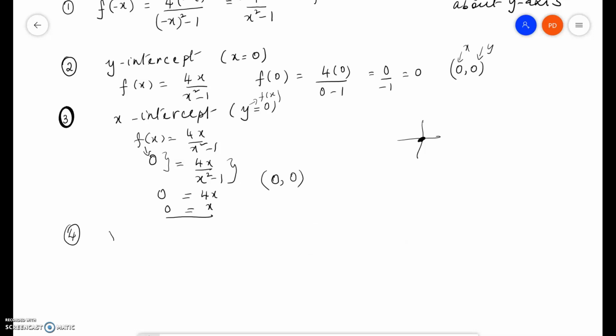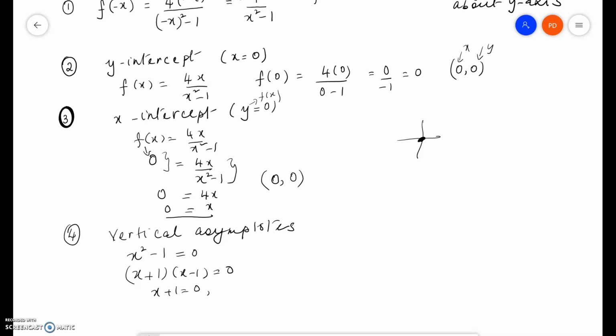Next, we figure out if the graph has any vertical asymptotes. To find the vertical asymptotes, we take the denominator, which is x squared minus 1, and equate it to 0. So that gives us x plus 1 times x minus 1 equals 0. That is x plus 1 equals 0, x minus 1 equals 0. So x equals 1 and x equals negative 1 are the vertical asymptotes.